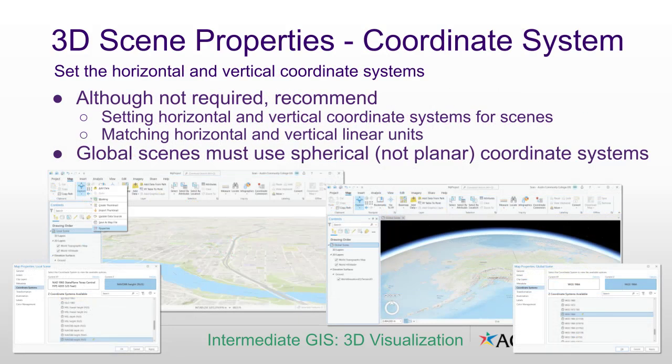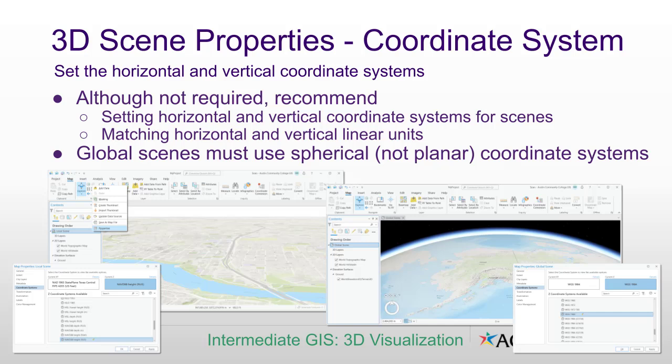Another 3D scene property that you set for all the layers that are participating in that scene is the coordinate system. And in a 3D scene, we should set the horizontal and vertical coordinate system. It's not required. Just like in a 2D map view, you can choose none for the horizontal coordinate system. But for a scene, you really should set the horizontal and vertical coordinate systems. And you should match the horizontal and vertical linear units.